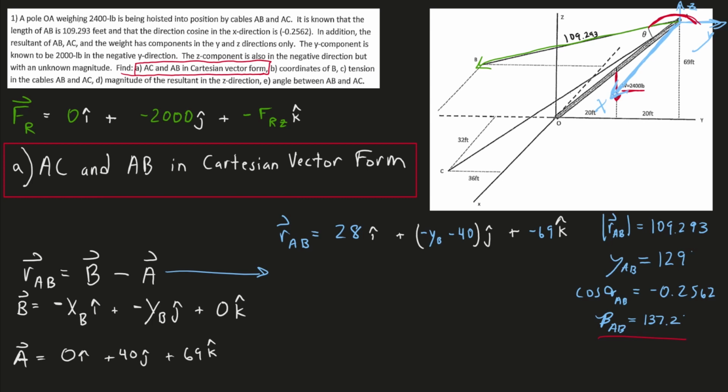Alright, so here's our beta for our position vector AB. And now we'll bring it back to the cosine of beta so we can start targeting this unknown quantity here. So for my beta, I'll plug in that 137.2 degrees. And if we do our math, we can solve for our y-coordinate of B.